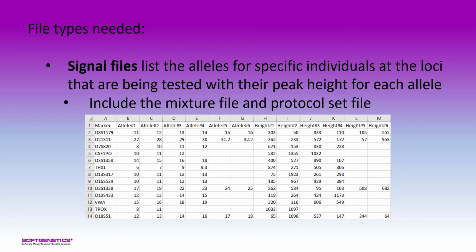This lists the alleles for specific individuals at the loci that are being tested, along with their associated peak heights. Examples of this file type include the mixture file and the protocol set signal file.